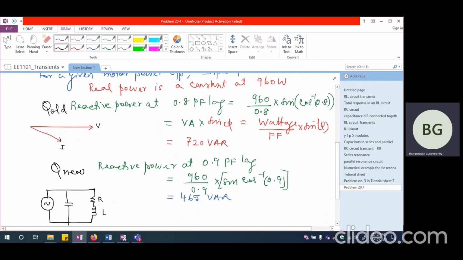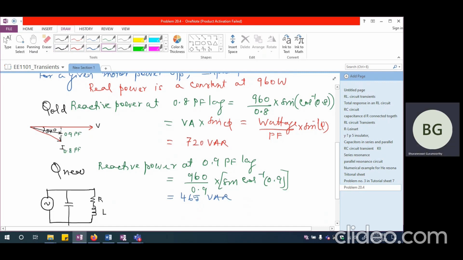And this power factor, whatever we have, corresponds to 0.8, which is about 37 degrees. So the current is lagging by 37 degrees. If we want to improve the power factor such that we have 0.9 as the power factor, that means I'm going to have essentially something like this. This is going to be the new power factor value. So this corresponds to 0.9 power factor, whereas this corresponds to 0.8 power factor.